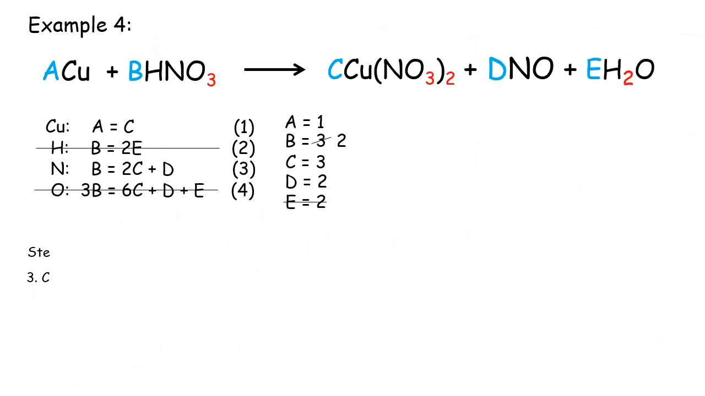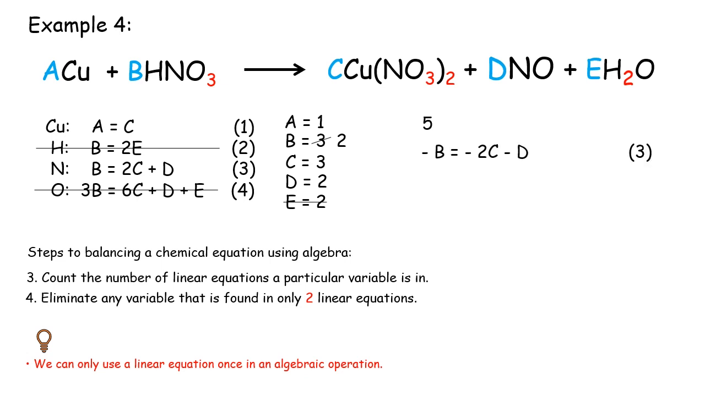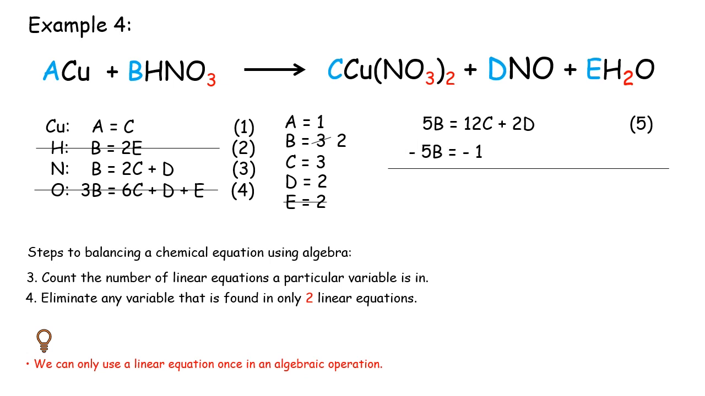We currently have two variables that we can eliminate next. B and D. We will be picking D in this example. To eliminate D we will subtract equation 3 from 5, but first we have to multiply equation 3 by the number 5, giving us minus 5b equals minus 10c minus 5d. Cancelling 5b out, and subtracting the rest, we get equation 6. We can now cross out equation 3 from the list.